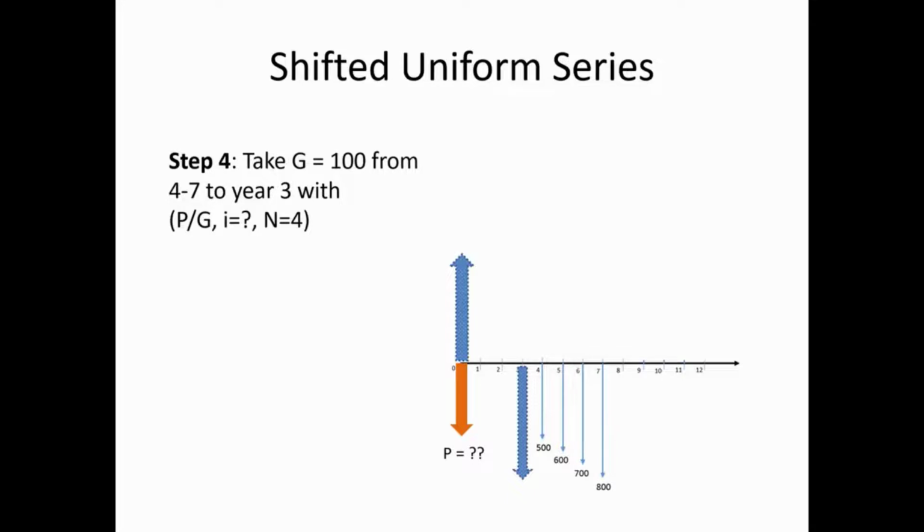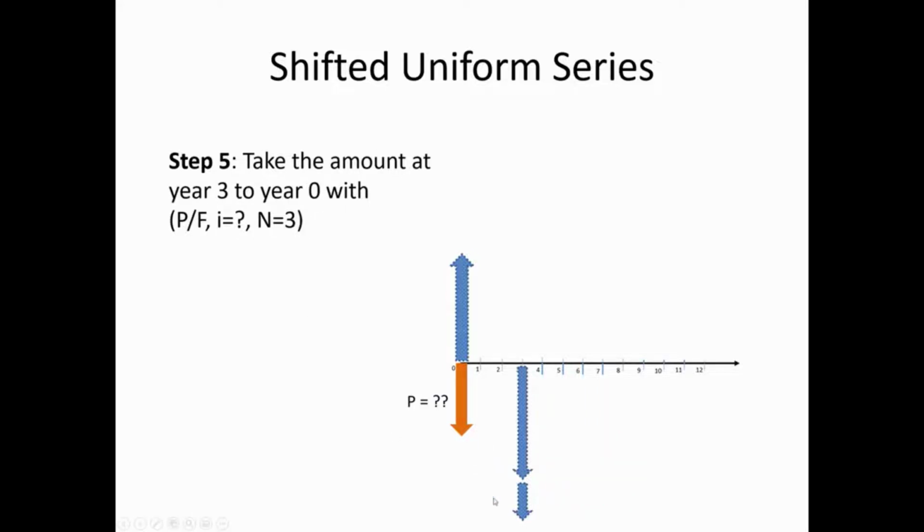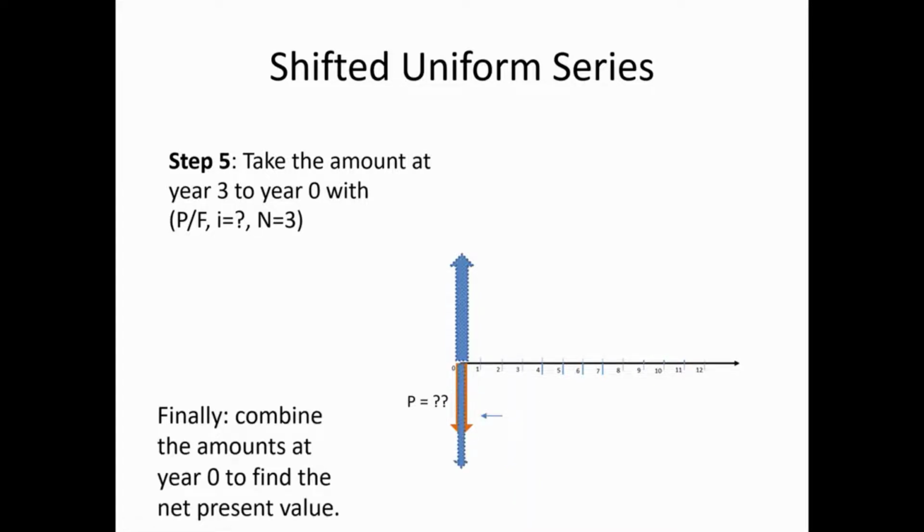Now the next step is the gradient. There's going to be an additional arrow at year 3 that comes from just the gradient part of it. So we would do find P given G for whatever this interest rate is in 4 years. Okay, so now we have a combined amount at year 3 that has to get to year 0. So we would find P given F, looking up the factor, and move it to the present. Then combine both the inflow and the outflow at year 0 to find the present value.